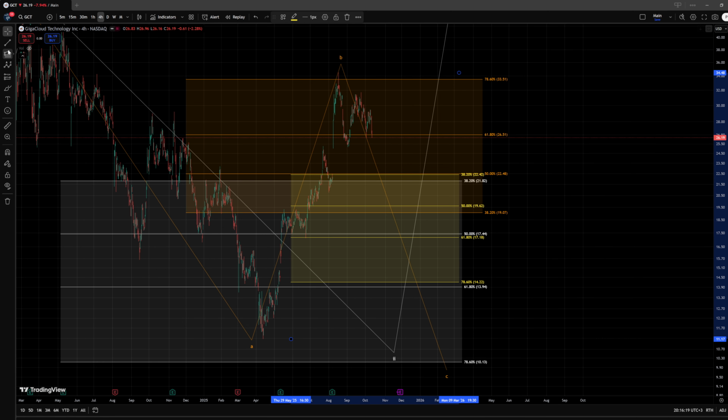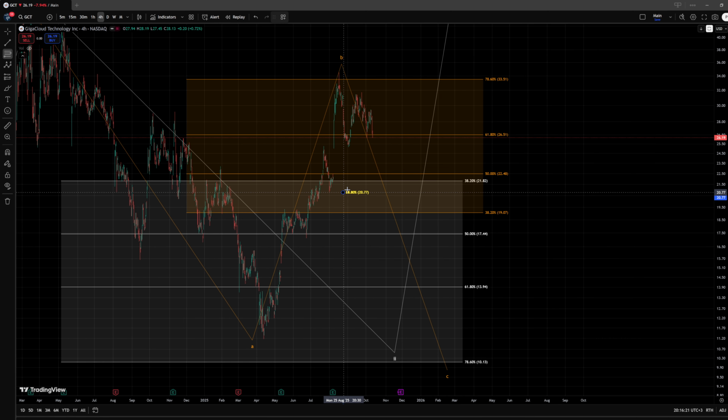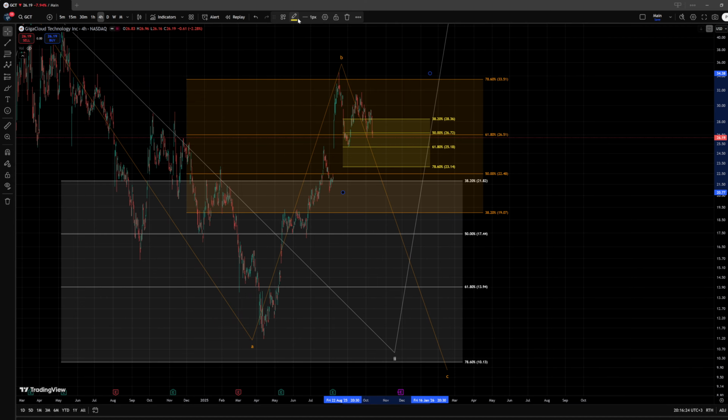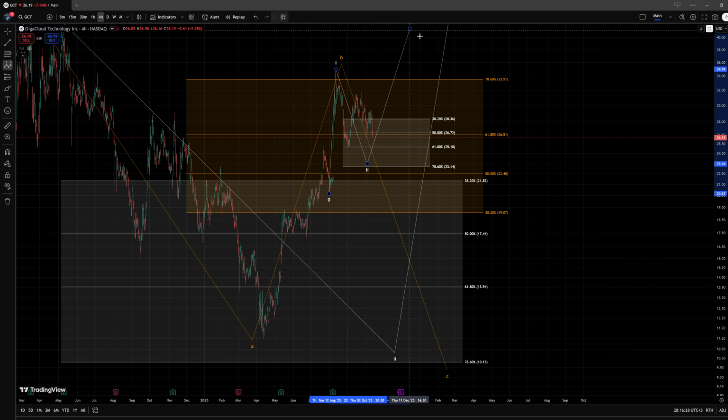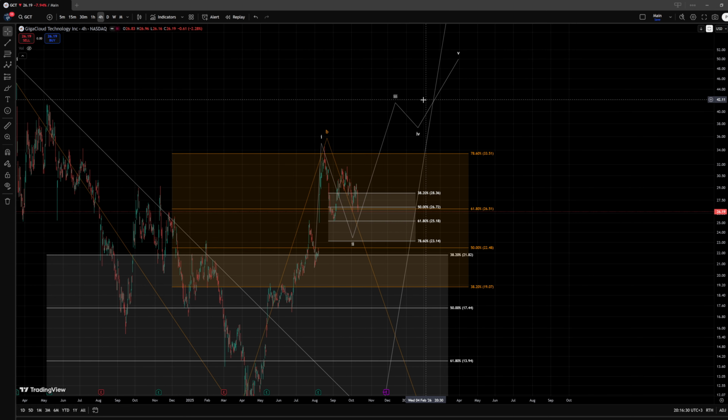But yeah, for now, I am focusing here in the shorter time frame in this area of support for direct continuation to the upside in a 1-2 setup. And yeah, these are the levels. This is the trade setup.